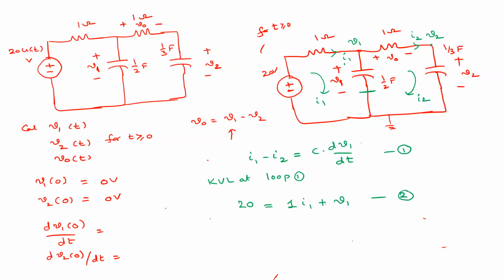Okay. Similarly, KVL at loop 2. What will you get? Minus V1, because this current is flowing from minus to plus, right? So minus V1 plus 1 into I2 plus V2 equals 0. Understood? So this is the third equation.